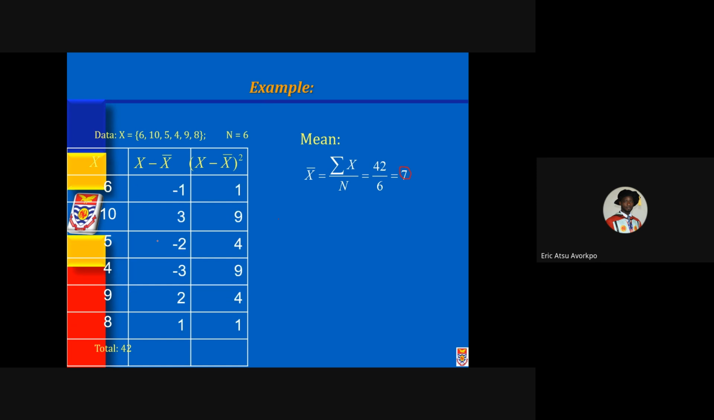So let's go: 6 minus 7, 6 minus 7, 10 minus 7, 5 minus 7, 4 minus 7, 9 minus 7, and then 8 minus 7. This would have given us -1, 3, -2, -3, 2, and 1. Then the next thing we do is to take the square of it. And once we take the square, we sum it, and we had 28. Now we can use this 28 to do our computation.